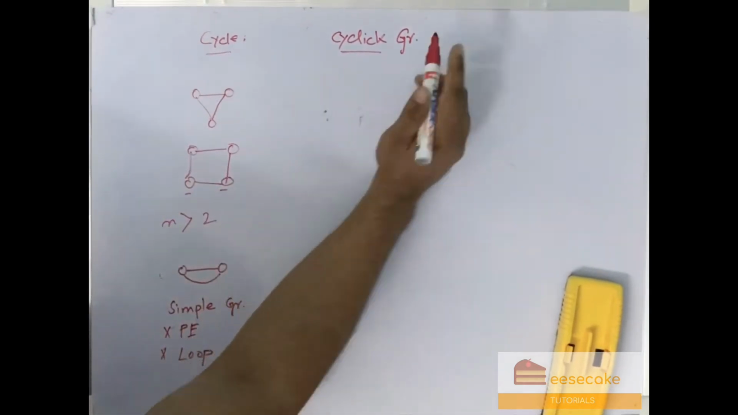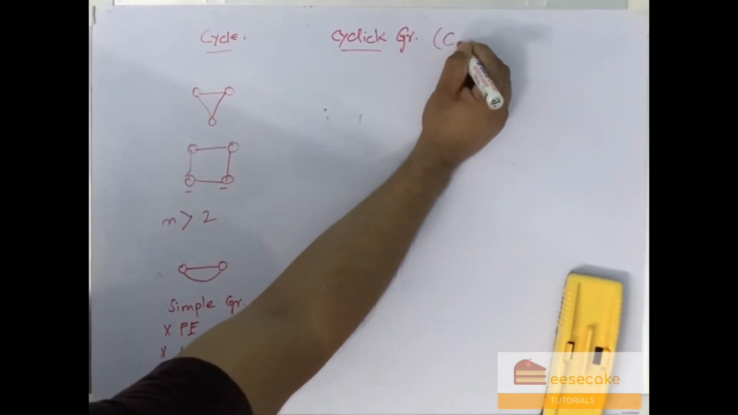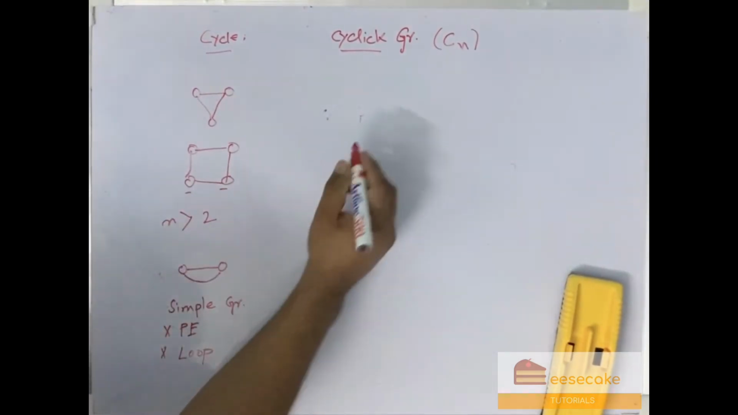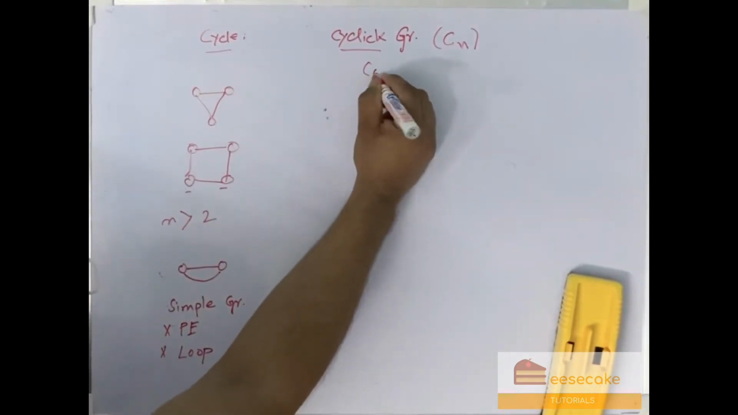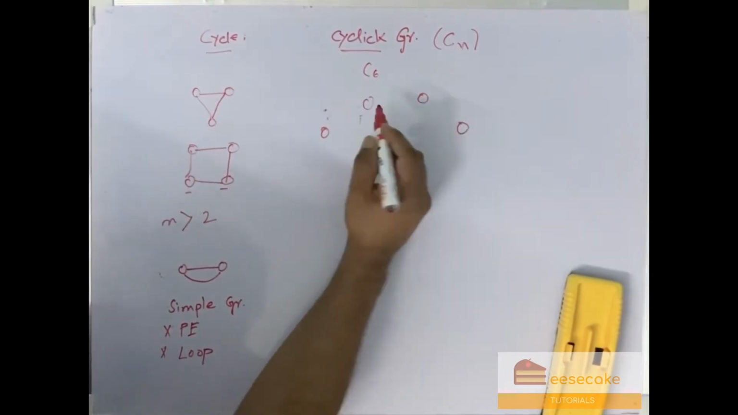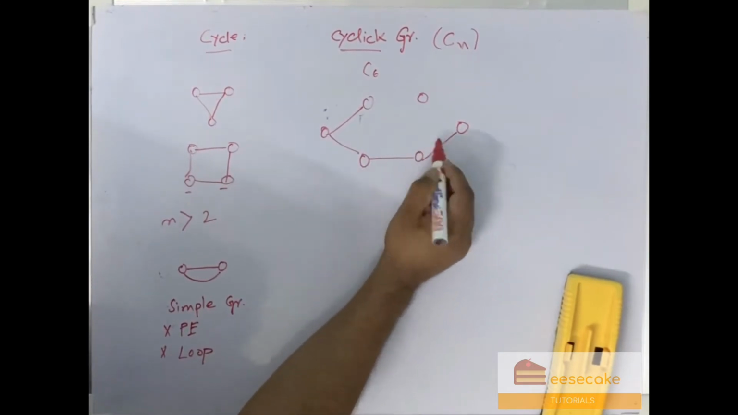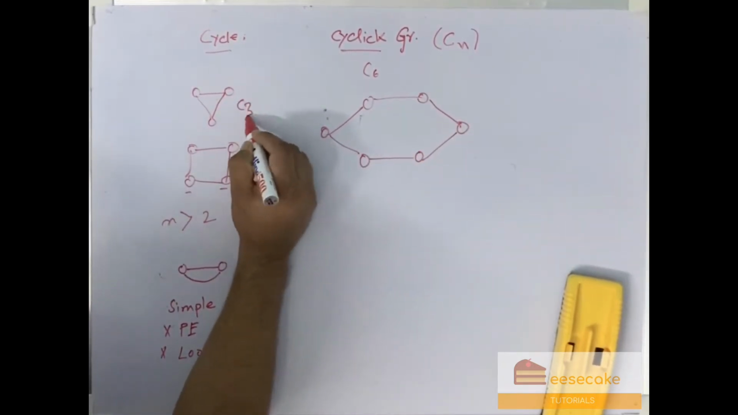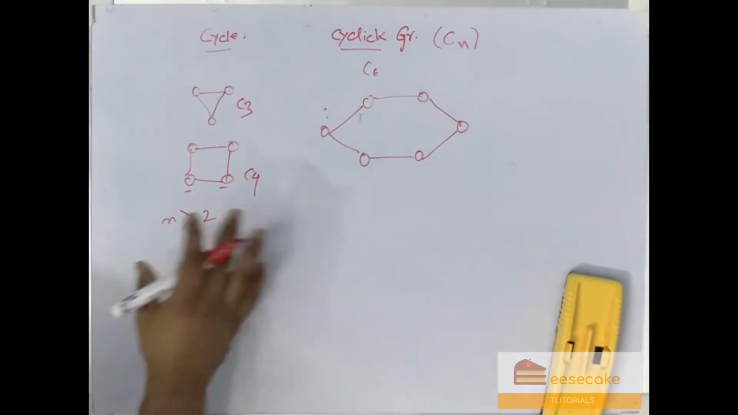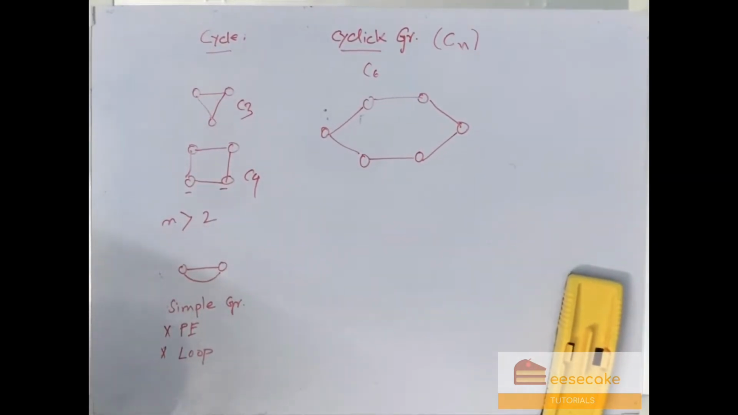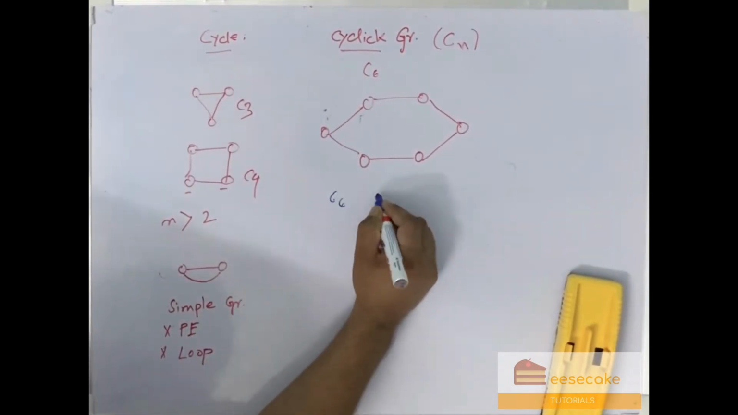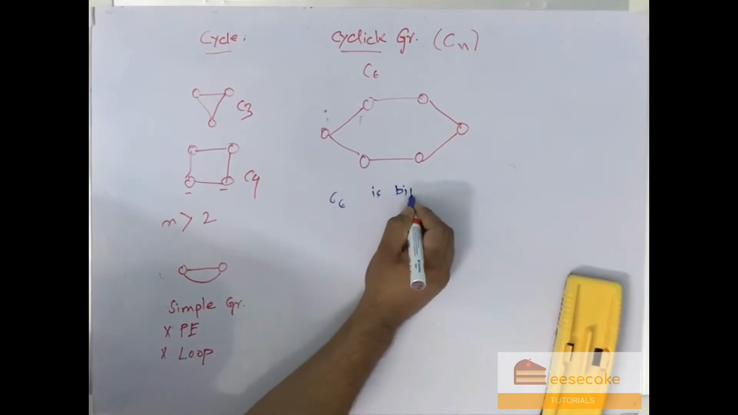Now a cyclic graph, say C, is denoted with n, which is the number of vertices, something like this. If I want to draw C6, it will be something like this. Okay, so this is C3, this is C4. So I think this is clear. This is very easy. Now from here I will ask a question: whether C6 is bipartite or not.